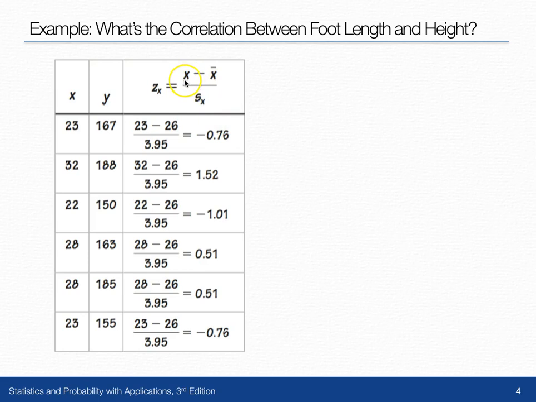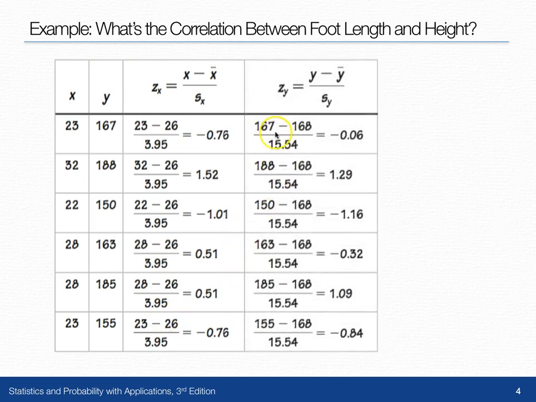Now recall, for the Z, we'll take each observed X value minus its mean and then divide that by the standard deviation. So for the first observation, the foot length was 23 centimeters. So we'll take 23 minus the average foot length, 26 centimeters, and divide by its standard deviation, 3.95 centimeters, giving us a Z-score of negative 0.76. We'll repeat that for each observed X value, finding each Z-score.